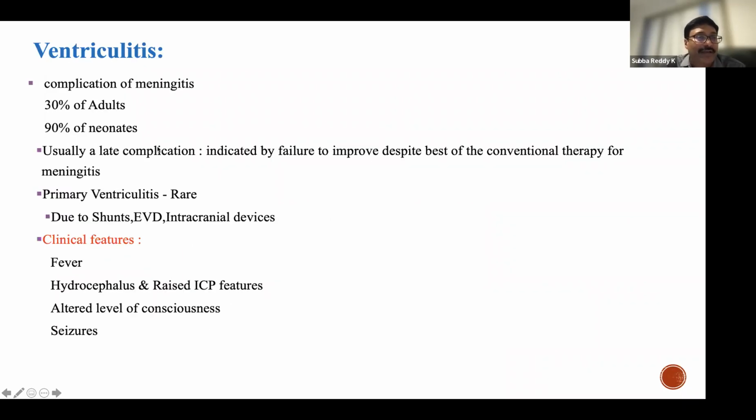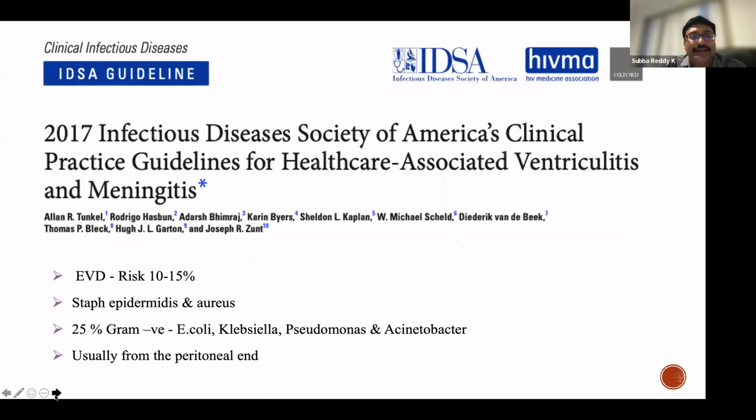So coming to ventriculitis, the complications like ventriculitis post procedure or primary ventriculitis are very, very rare. These patients will have hydrocephalus and raised ICP features, altered sensorium with seizures. The 2017 IDSA clinical practice guidelines were released for healthcare-associated ventriculitis and meningitis. When they have an EVD, the risk is very high.